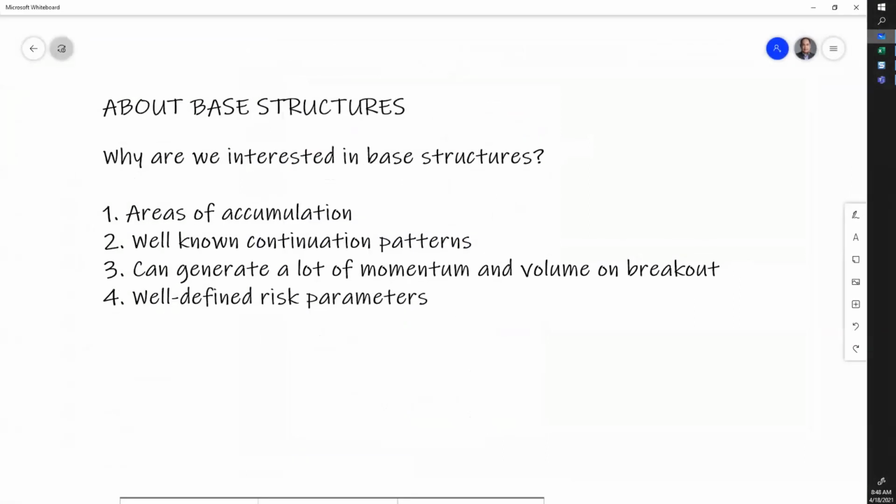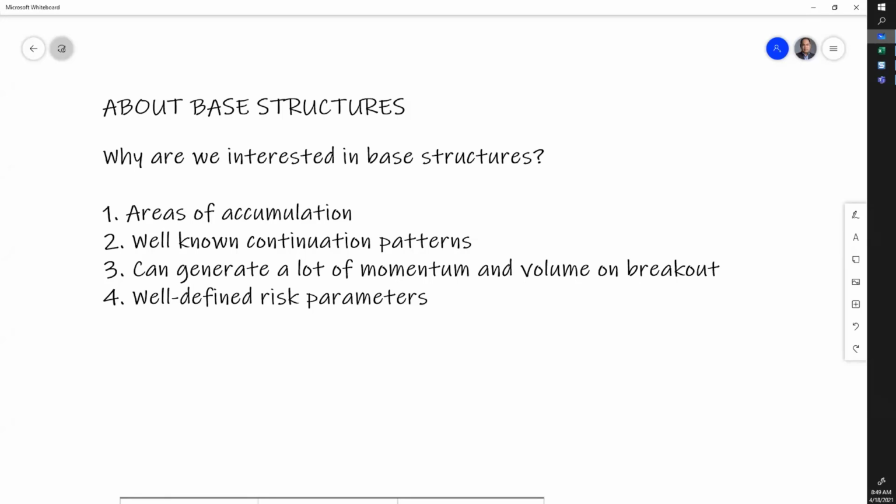So base structures. Ano ba tong mga to? Why are we interested in looking for base structures? Well, number one, you need to understand that when we talk about base structures, what we're really trying to look for are areas of accumulation. Merong mga stocks, aakyat, ang general rule, minimum of 20 to 30% na uptrend or momentum na generate over a period of time. Usually magkakaroon ng pause after yung akyat na 20 to 30% na yon. And then they'll start to form yung mga initial bases nila after yung 20 to 30% na pag-angat.